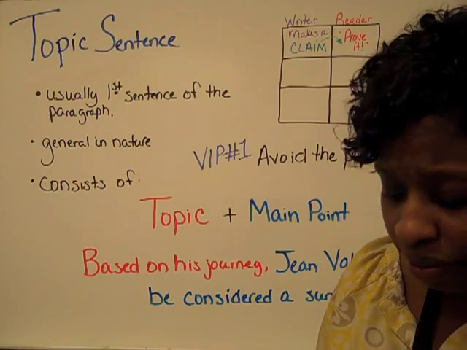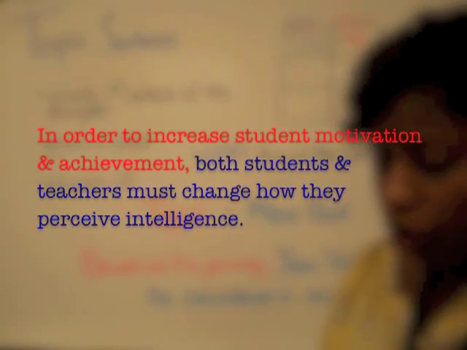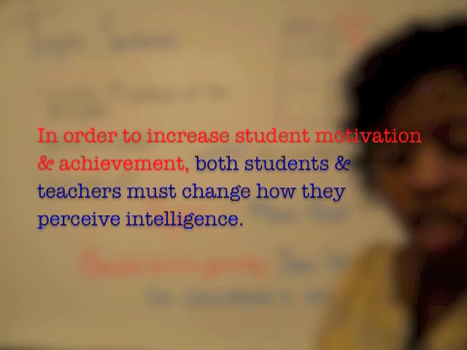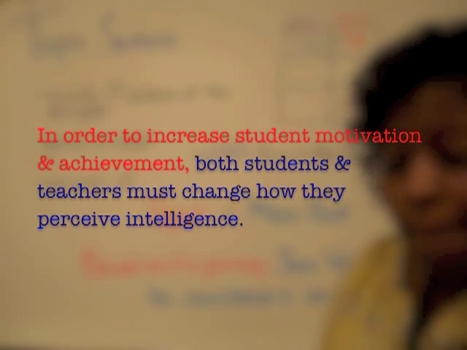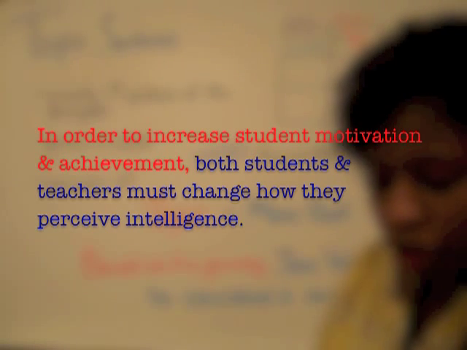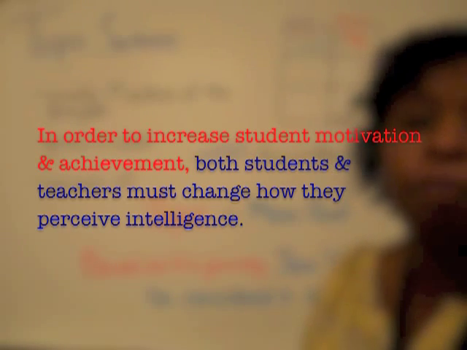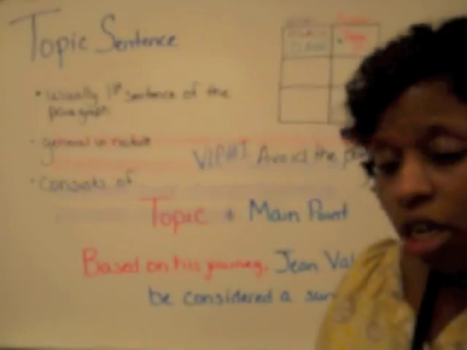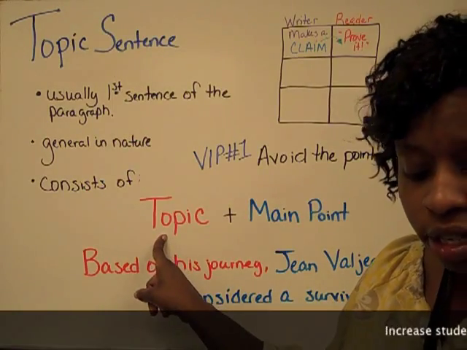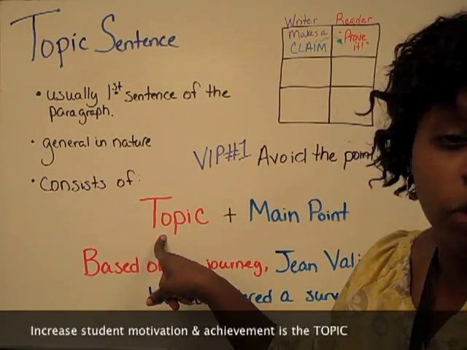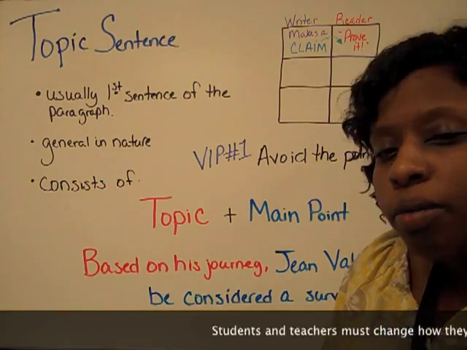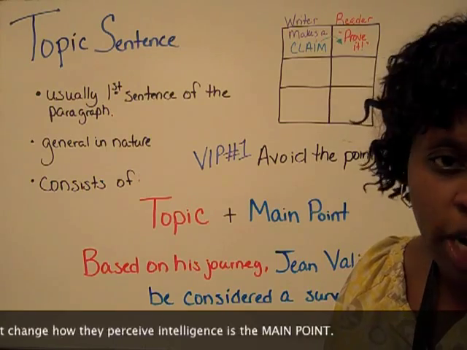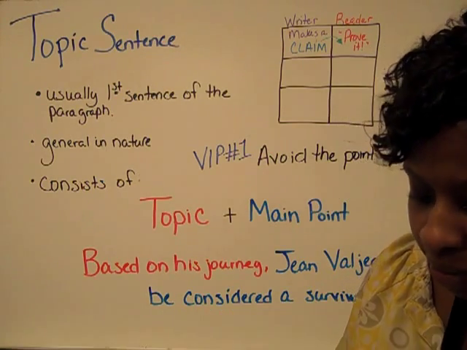Let's look at another one. In order to increase student motivation and achievement, that's my topic, both student and teachers must change how they perceive intelligence. So the topic is how I can increase student motivation and achievement. My main point is students and teachers must change their viewpoint.